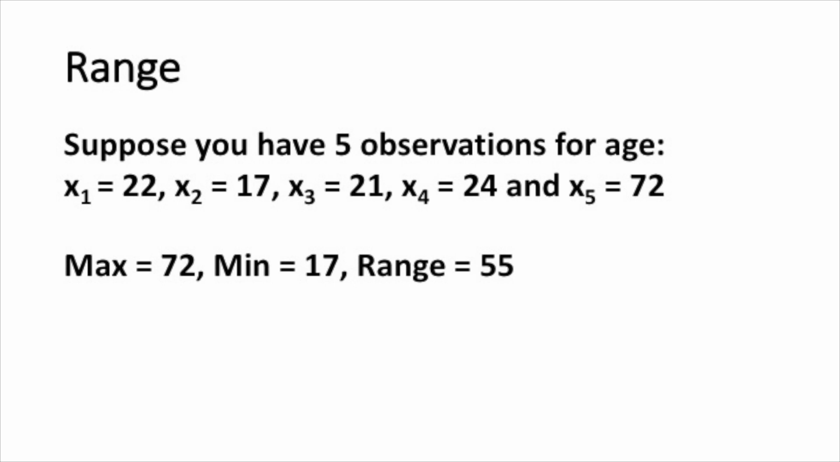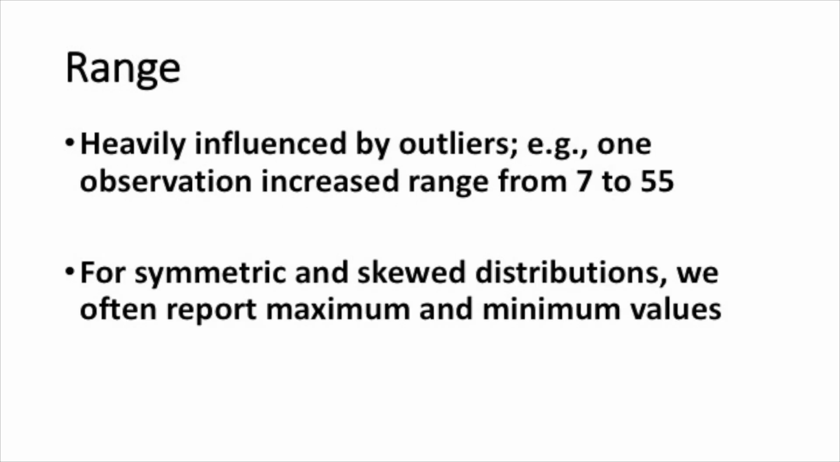A feature of the range is that it's highly influenced by outliers, that is, observations that fall outside the pattern of most of the data set. If we add a person that is 72 years old to our data set, the range increases from 7 to 55. Because the range is so heavily influenced by outliers, it's not a particularly useful measure of the spread if you have a skewed distribution. Even so, we often report the minimum and maximum values. These are the statistics used to calculate the range when we're describing a variable.